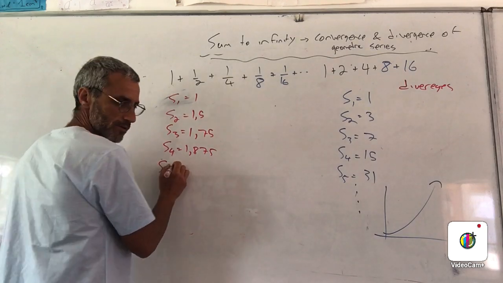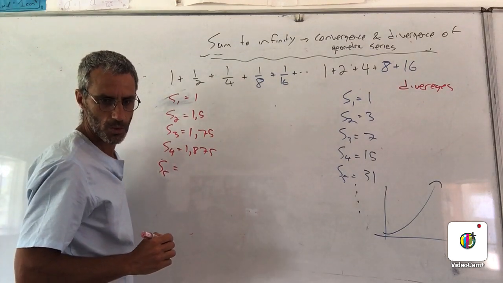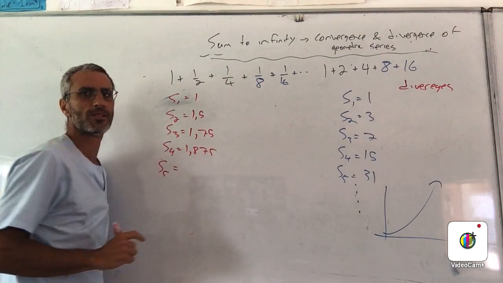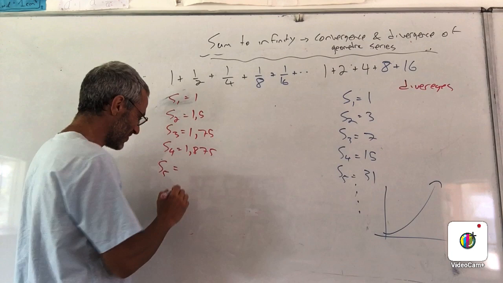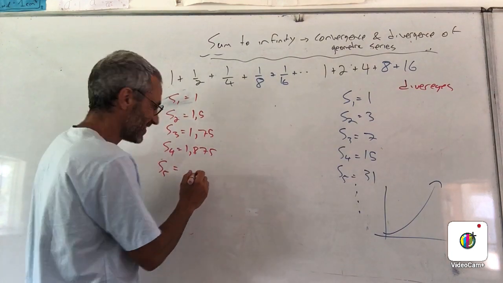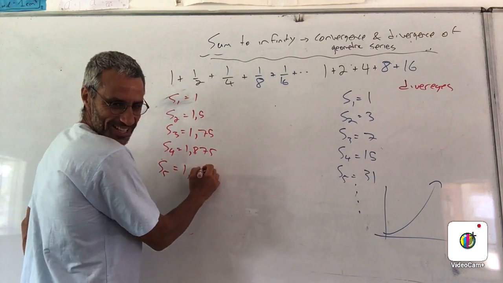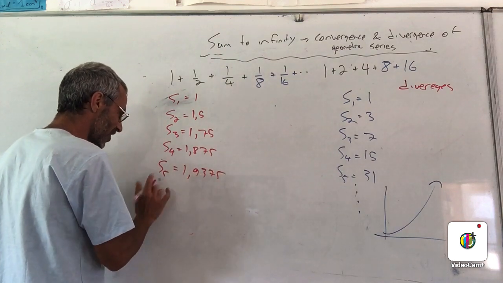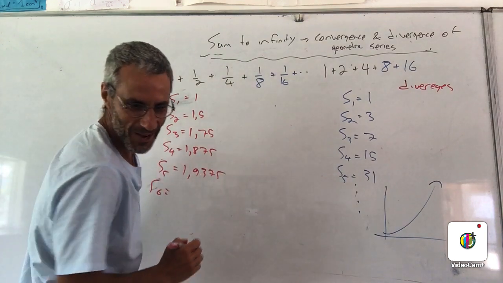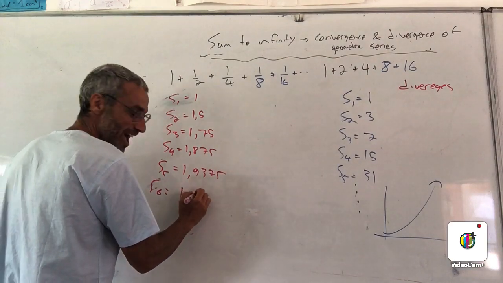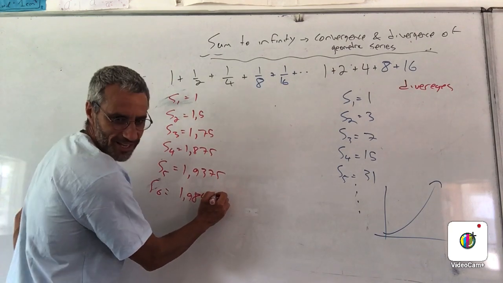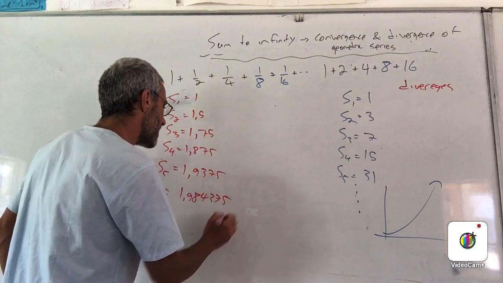Okay, S5. You want the next one, sir? Yeah, add 1 over 16 to that. 1.9375. You're reading from the book. Okay, fine. Awesome. That's alright. Okay, and then S6. I'm not going to ask you. I can also read from the book. 1.984375.